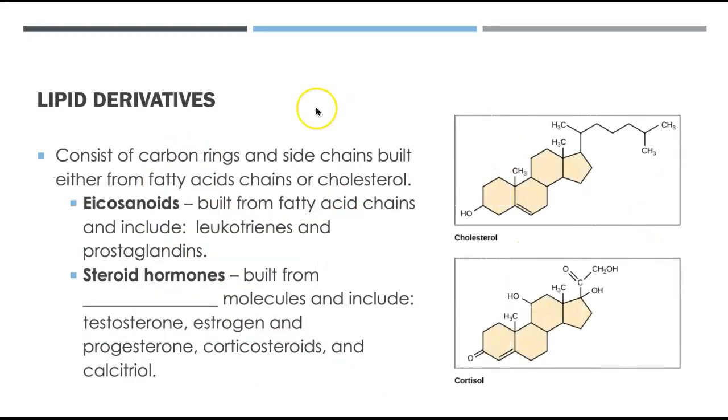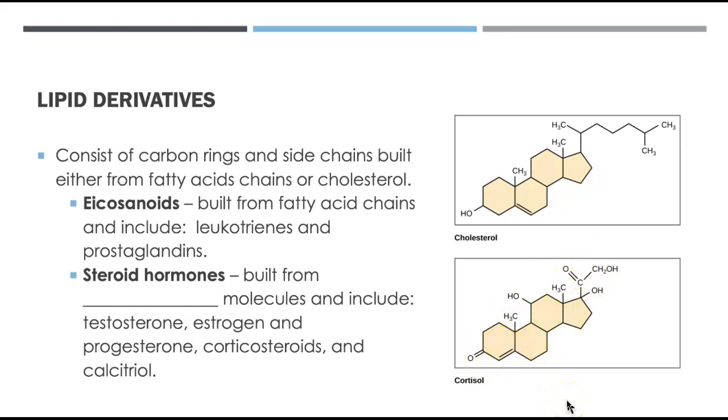And our last classification is our lipid derivatives. These consist of carbon rings and side chains that are built either from fatty acid chains or cholesterol. And so this you could see is the chemical structure of cholesterol, whereas we see a similar look over here, but of course we've got different side chains and bonds.